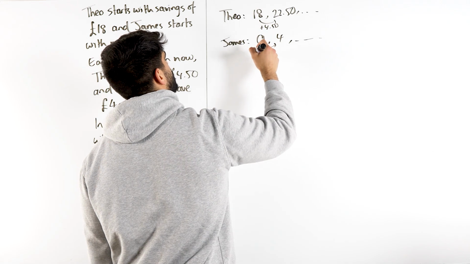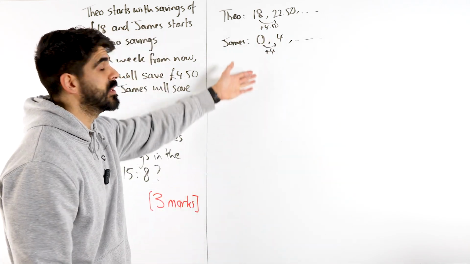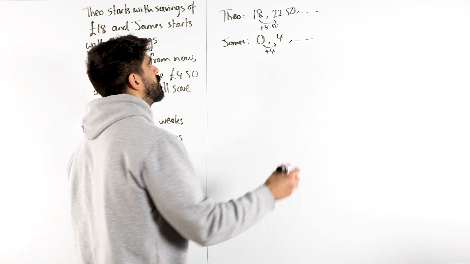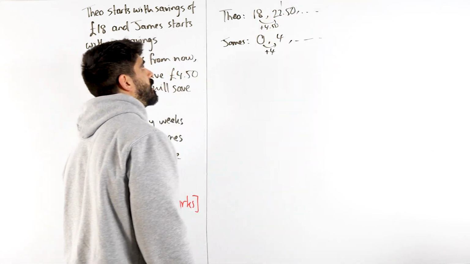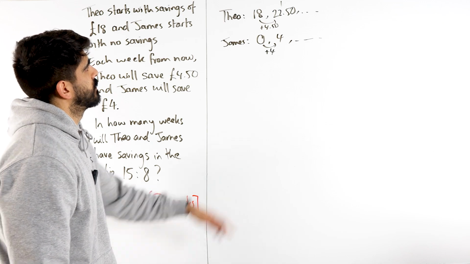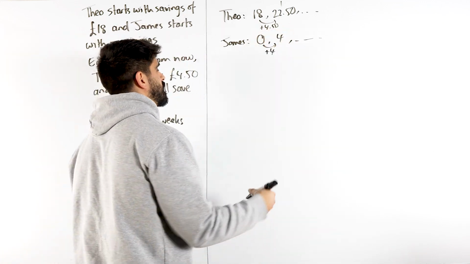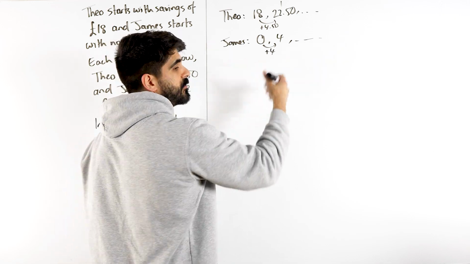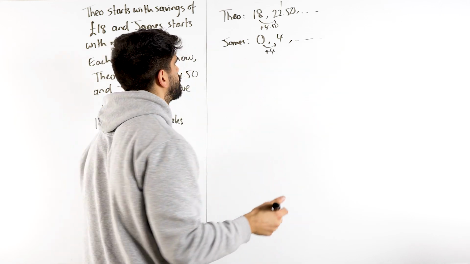18 and 0, the number of weeks haven't even started yet. That's not week 1. That's week 0. That's the beginning. After week 1, this is how much money they have. So for Theo, it's going up by £4.50. So it'll look like this. What you go up by is the multiple of n.